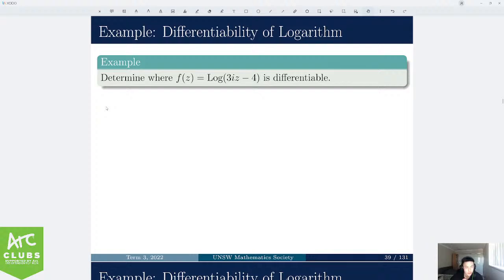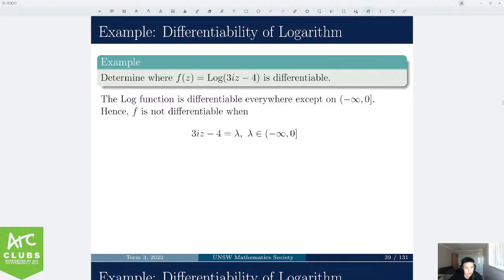Next example, determine where f of z equals log of 3iz minus 4 is differentiable. Now, we know that the log function is differentiable everywhere except on the negative real axis and 0. So, we know that f is not going to be differentiable when this thing is true, where we set lambda to be between minus infinity and 0. And so, if we rearrange for z, we get z equals minus i on 3, 4 plus lambda.